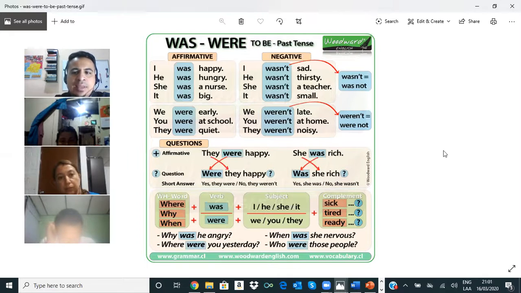Okay. Now, WH questions and the verb to be, past. So you say, where was she sick? Why was he tired? Very good. Okay. So ponemos el WH primero y después el verb to be. Después el sujeto y después el complemento. Okay. So pueden usar este cuadrito para el siguiente video.